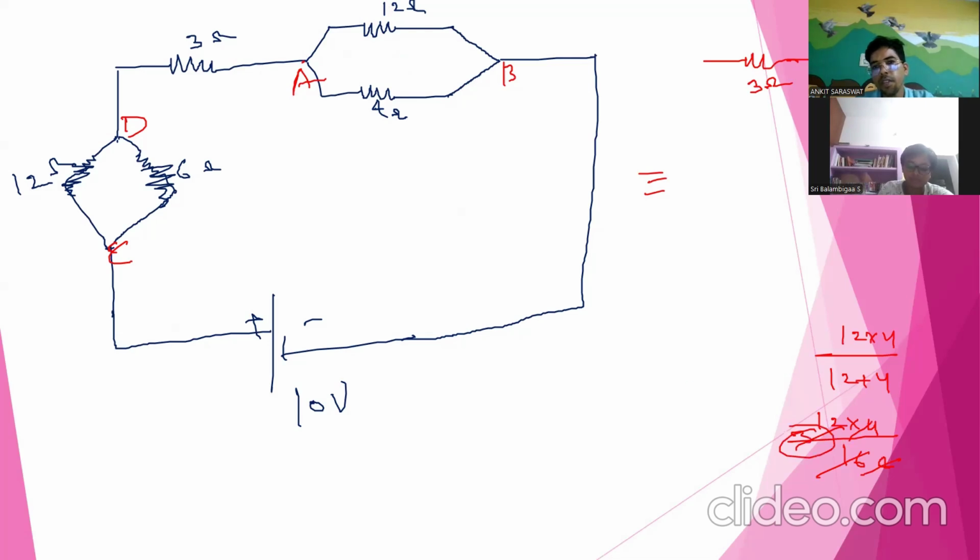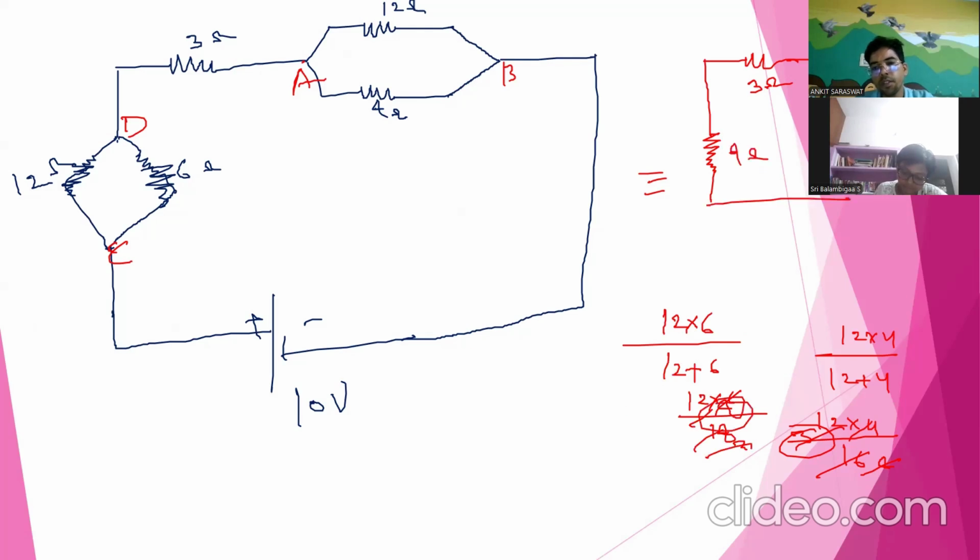This is across A and B. I am writing here AB, but you should be clear, okay? If I do not write, still you should understand. What is the equivalent of 12 and 6? 12 into 6 by 12 plus 6, like this. Fast. 12 plus 6, 18. 6 3s are 18, 3 4s are 12. You should be very fast in calculation. 4 ohm.